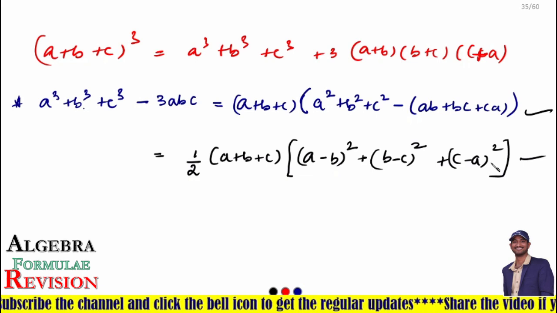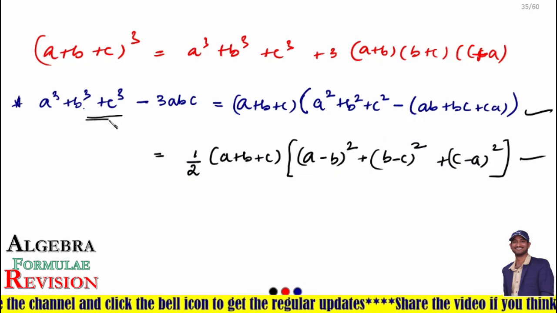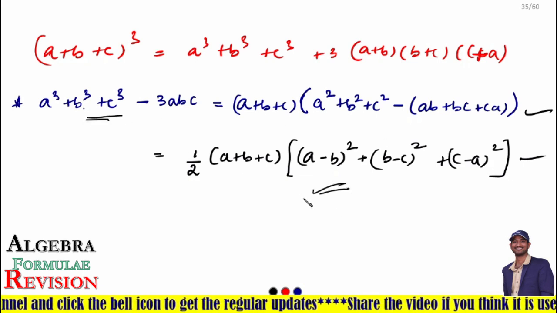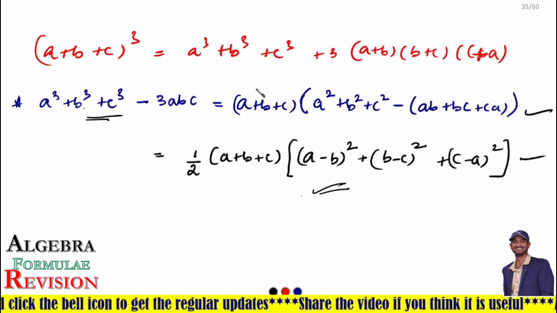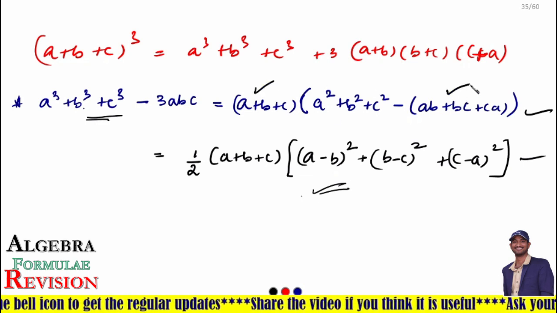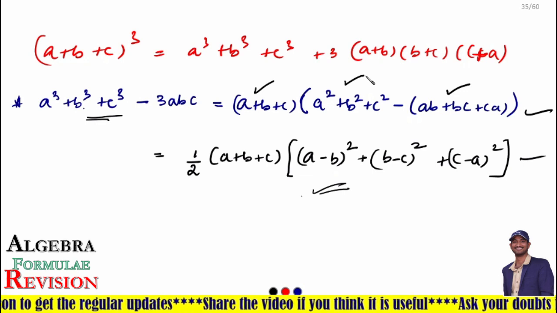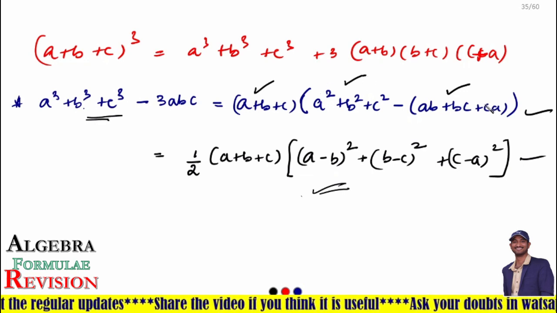Whenever a, b, c values are given and you have to find this value, take this formula. Suppose in the exam you have the sum of the variables and the sum of the products of the variables, or the sum of the squares is given, then you have to take the first form.